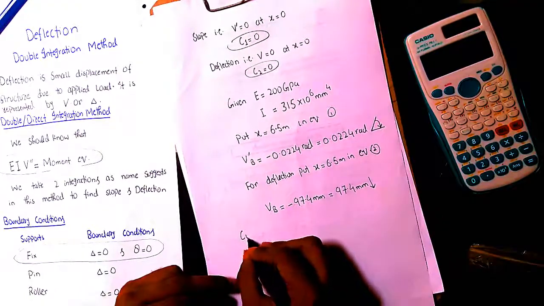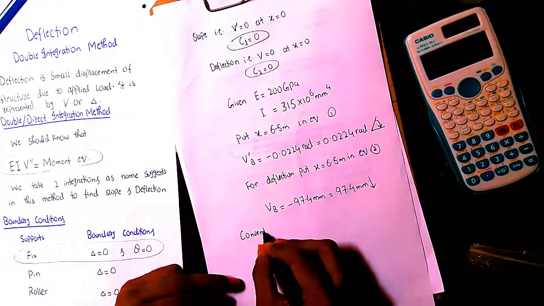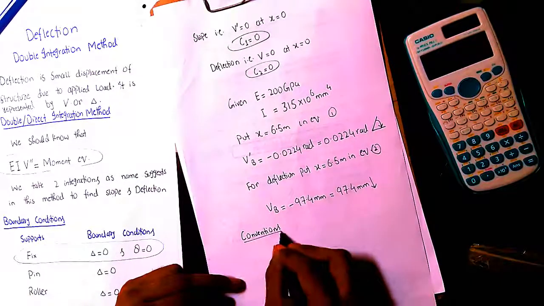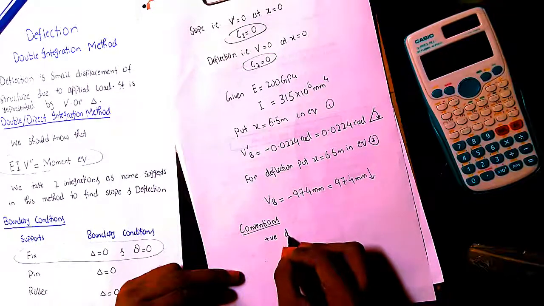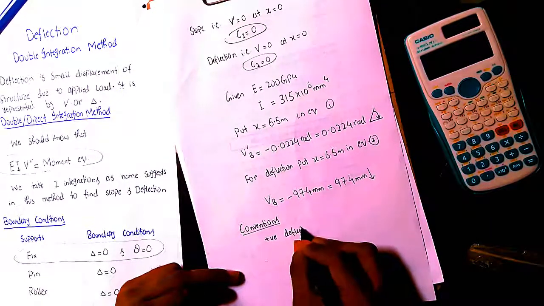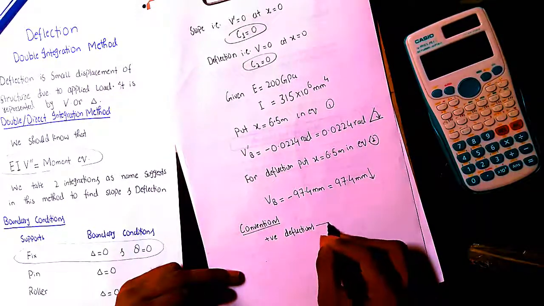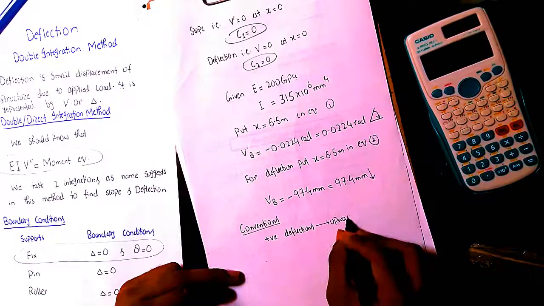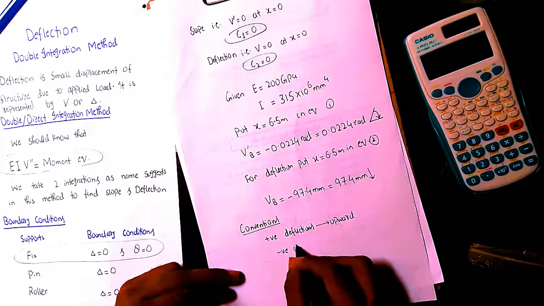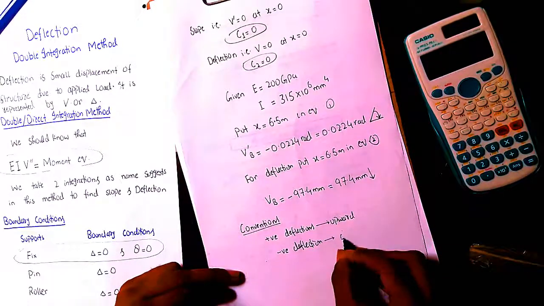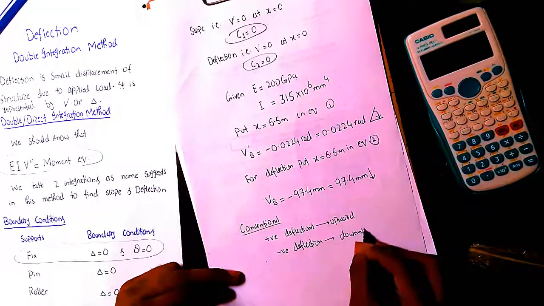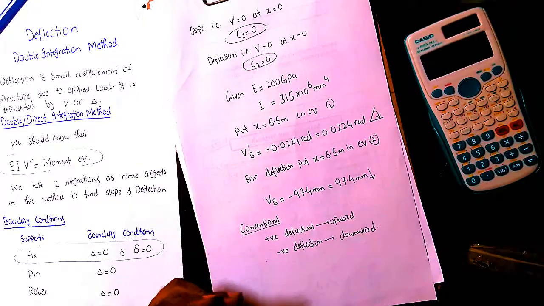Remember these conventions. Positive deflection means that the deflection is upward, whereas negative deflection means that the deflection is in the downward direction.